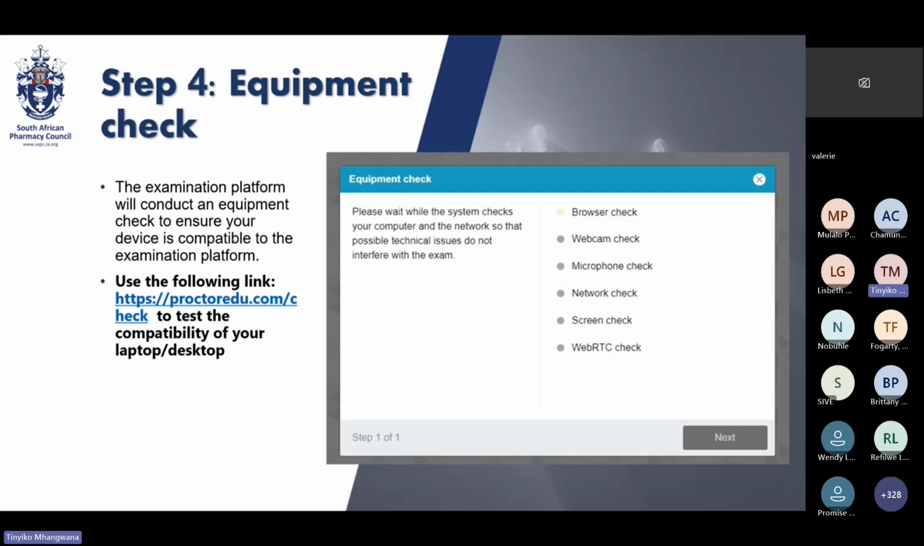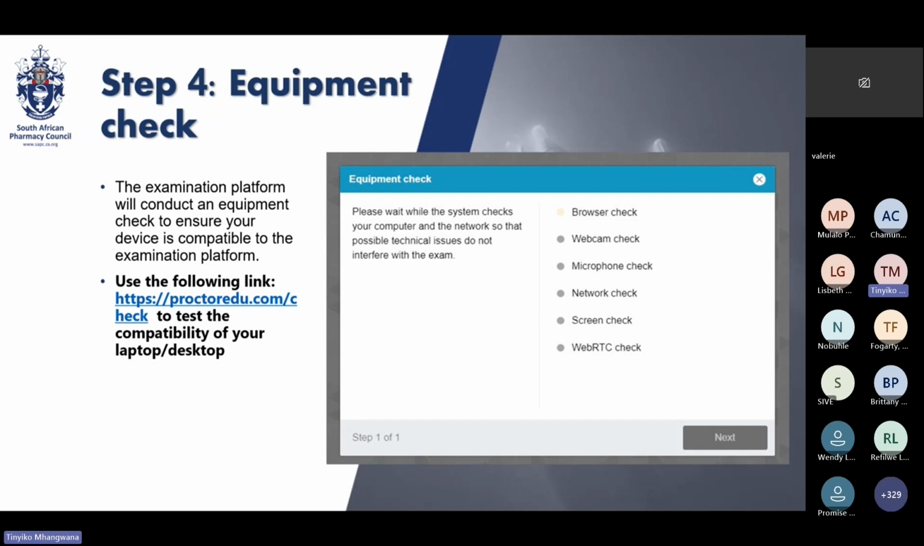This will be demonstrated when you reach step number 4. It's going to check the equipment that is on your laptop. So this step is very important. That's why I said when you're writing the exam, ensure that you have a camera. There is a microphone as well on your laptop. And also there must be network. Check that there is network which is connected. So it's going to check all those things that are listed there before it can move you to the next stage.